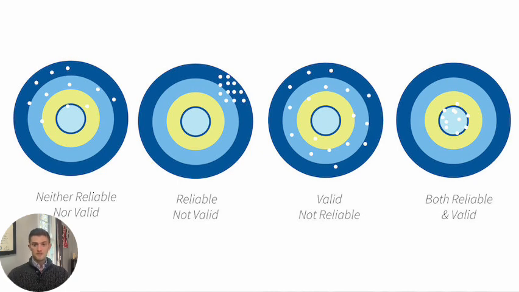To be reliable is to have a really tight grouping such that you're very consistently hitting something, and that something is the right thing, the thing you're trying to hit, as opposed to just to the left. So the third circle would be a case where you are valid, meaning you're focused on the bullseye. The center of the grouping is centered on the center of the target, but the grouping is really big. You're not consistent. The opposite would be when you're reliable but not valid: you've got a very tight grouping, but it's just focused on the wrong point on the target.